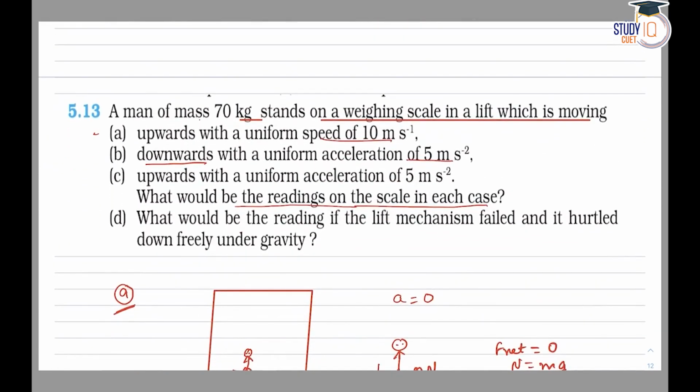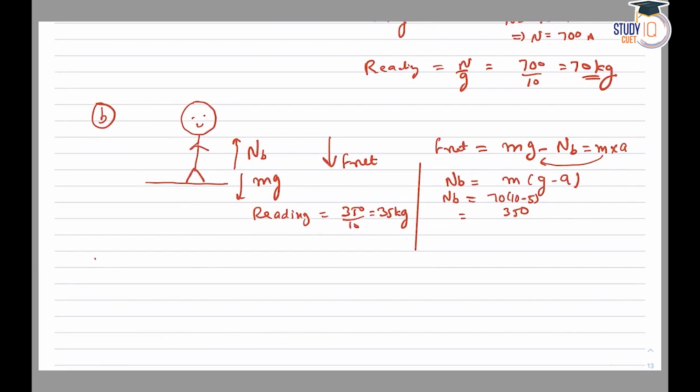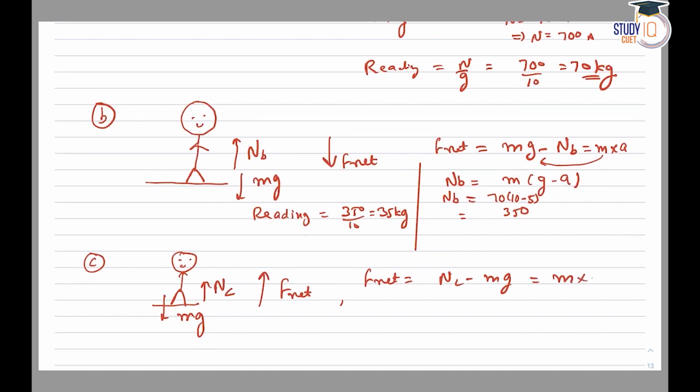Coming to the third part, C, when the lift is moving upward with uniform acceleration 5 meter per second square. It is just similar to part B, just in this case the direction of acceleration is reversed. So first you draw the FBD. The force acting is the normal by the lift in case, let's say this is case C, so we will use NC. In the downward direction, mg. In this case, the acceleration is in the upward direction, so net force should also be in the upward direction. So we can write F net is equal to NC minus mg. Net force in the upward direction can also be written as mass into acceleration.